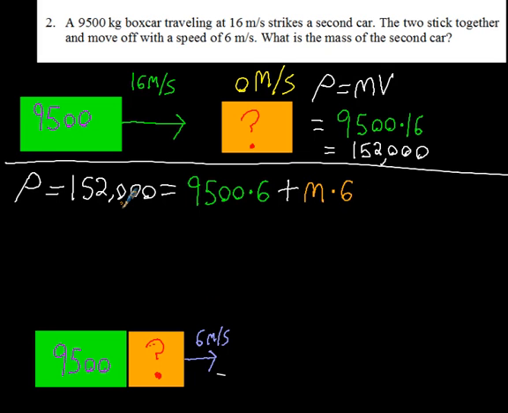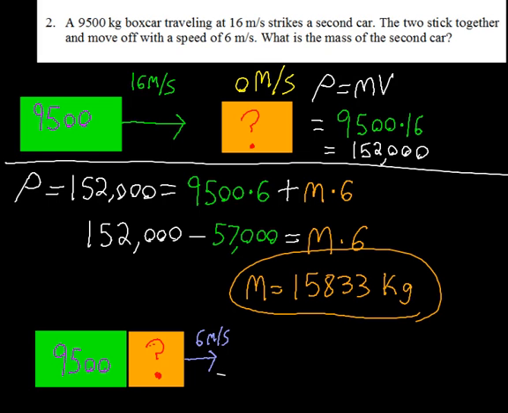And from here, it's pretty simple to solve for what m is. So working this out, we just want to get the m by itself. So we subtract out this part. We subtract the 57,000. And then we just end up dividing this chunk of stuff by 6 to get m by itself. We get about 16,000.